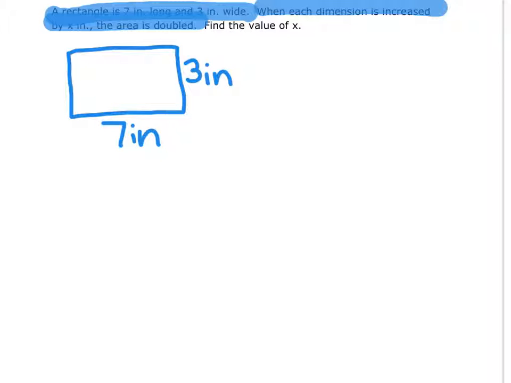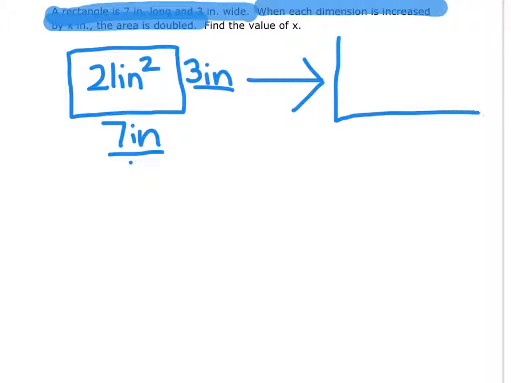So what's going to happen here to find the area of this original rectangle, you have to do the length times the width. So 7 times 3 is 21, so the area of this one is 21 inches squared. Now it says each dimension is increased by x. So our new rectangle, this 7 over here, is going to be increased by x. And the same thing here, this 3 over here is going to be increased by x.